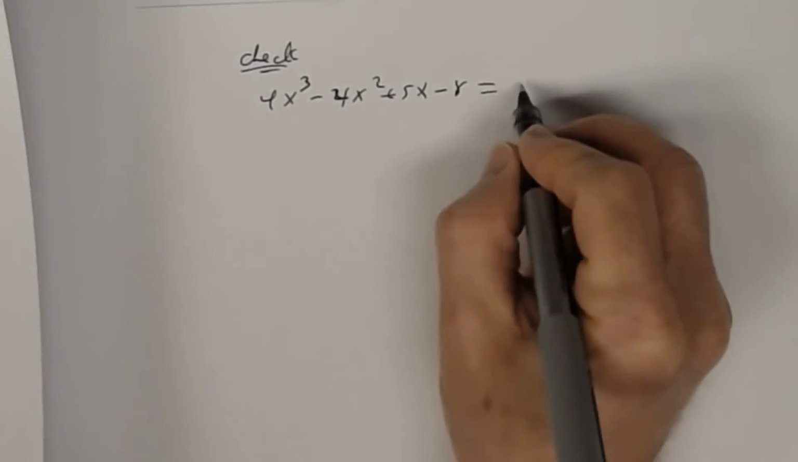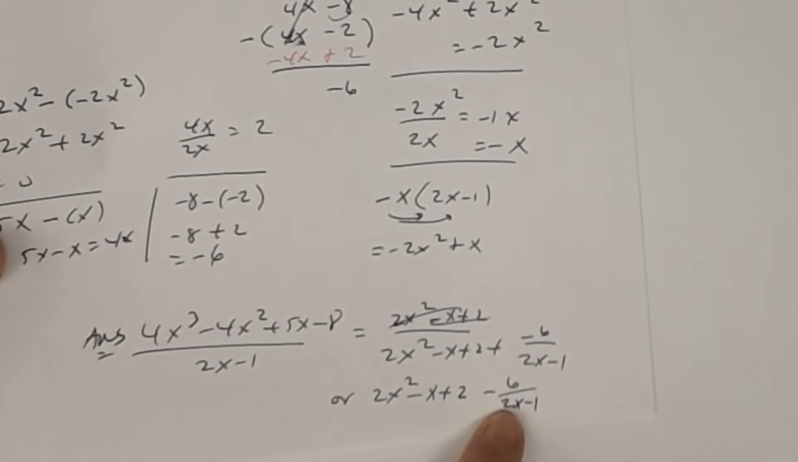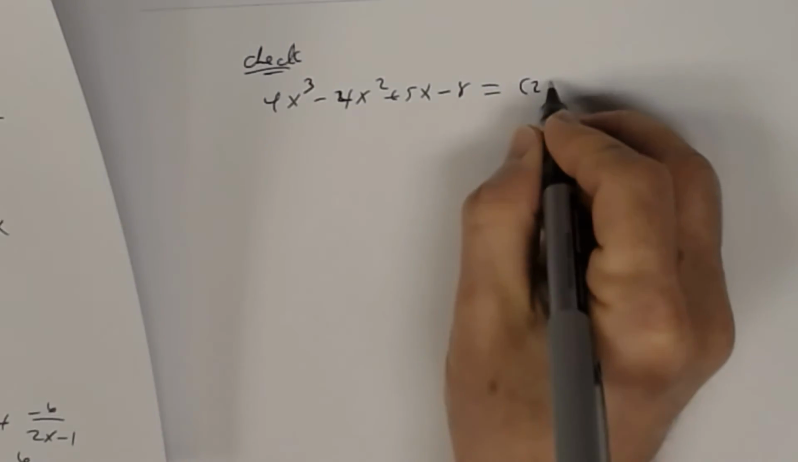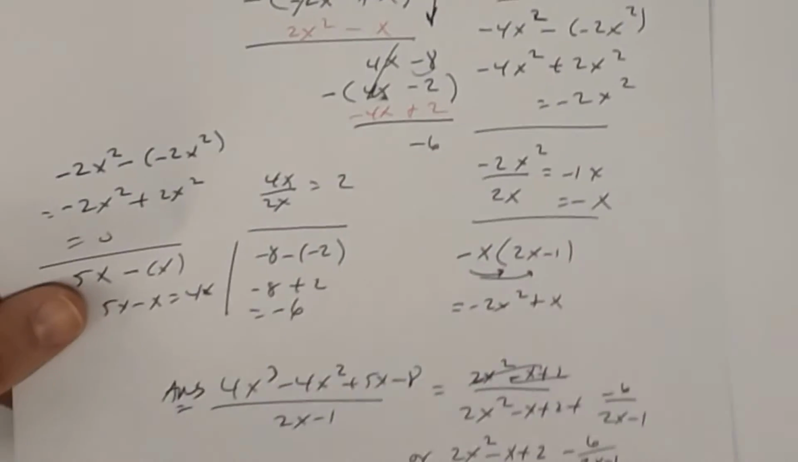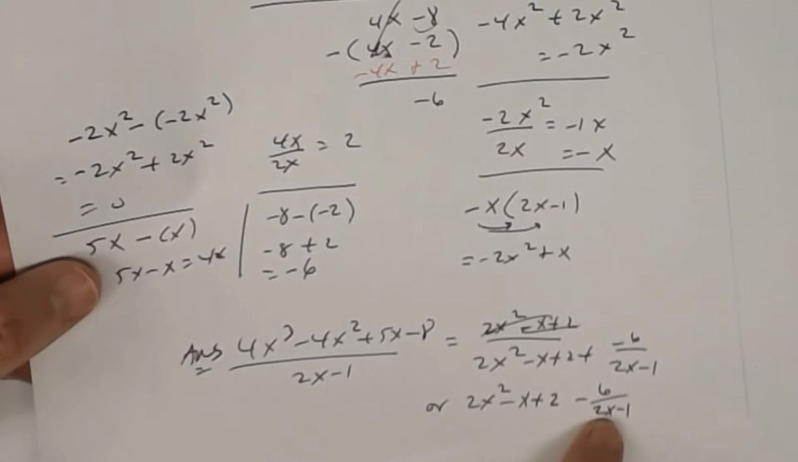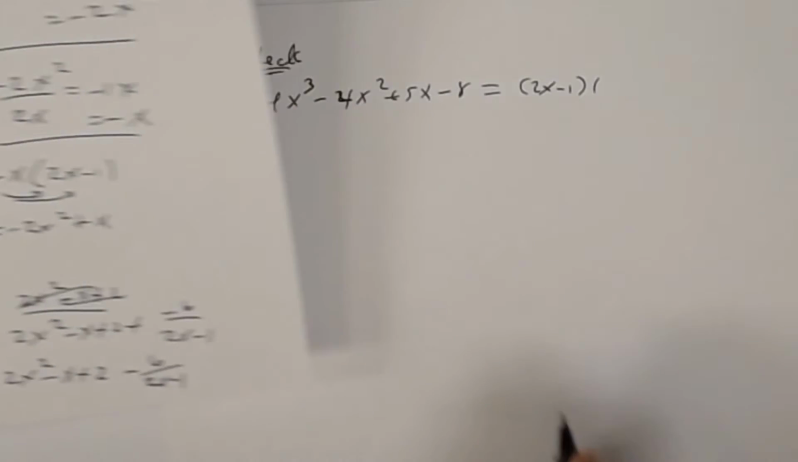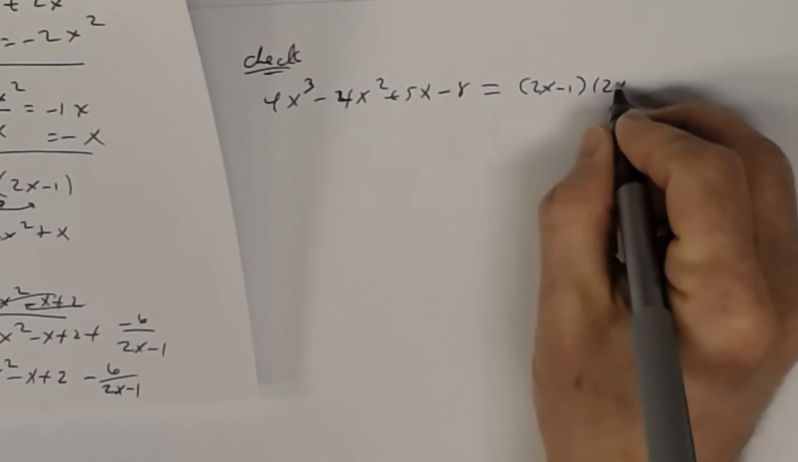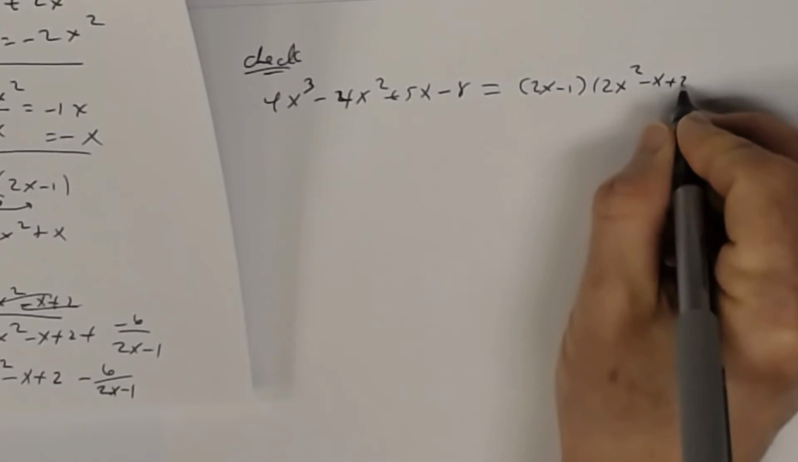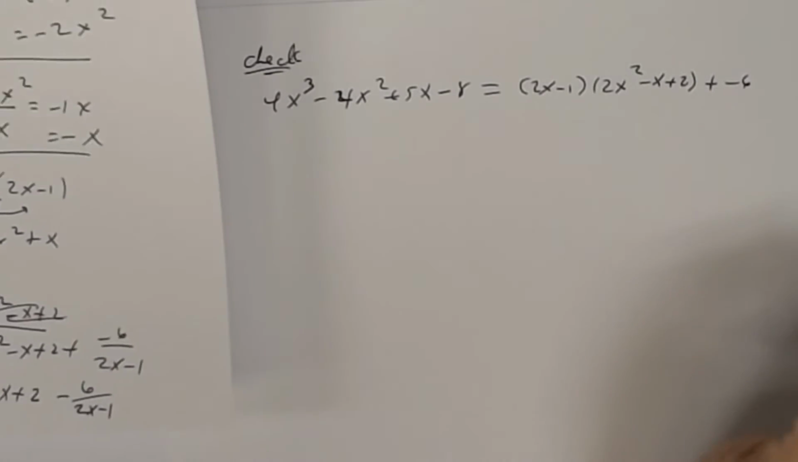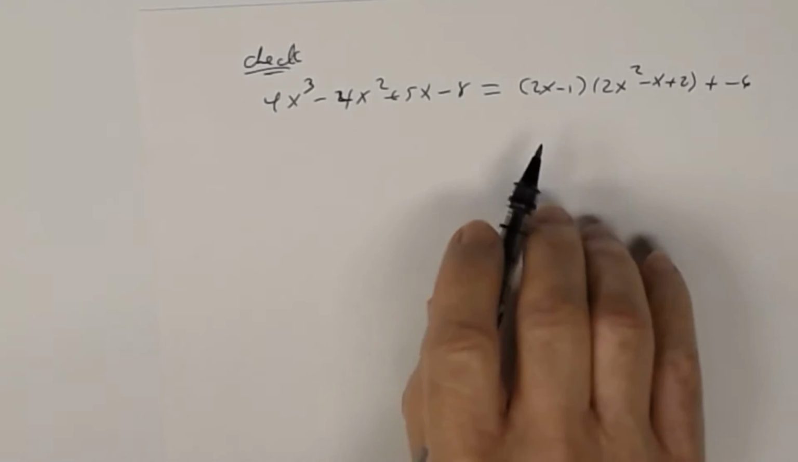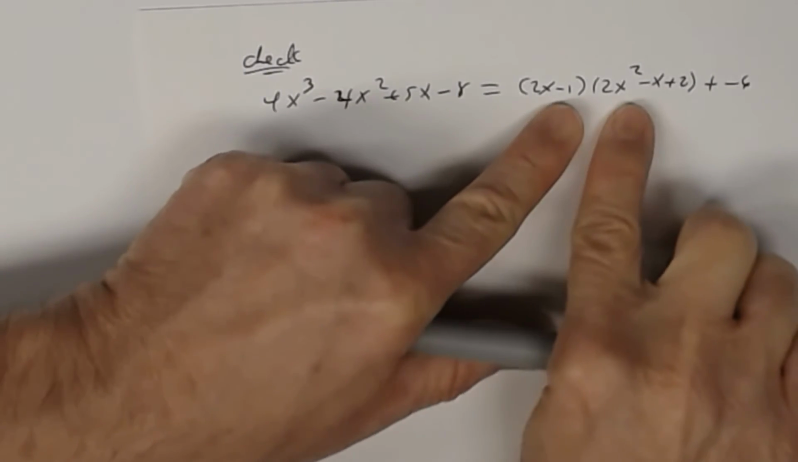And I want to see that's going to equal the divisor, which is 2x minus 1, times the quotient, which is 2x squared minus x plus 2, plus the remainder. So basically you're saying this times this plus the remainder. Okay, so let's see if that's true. So let's go ahead and multiply this part out.